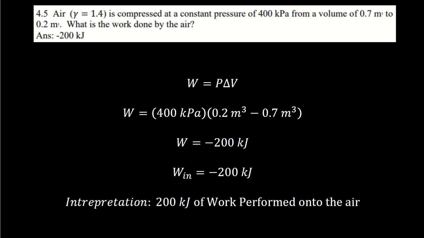So a negative value, that just means that we could say that the work done by the air was negative 200 kilojoules. Physically, what that means is 200 kilojoules was applied into the air, was performed on the air itself, entering into the system.